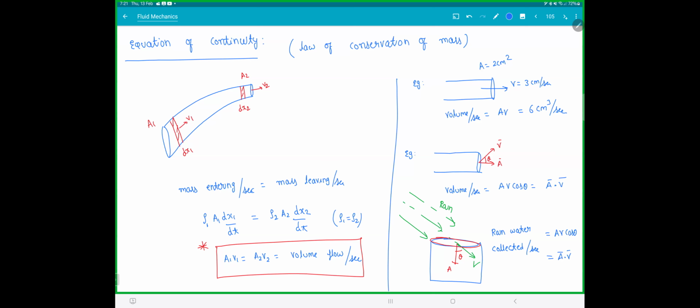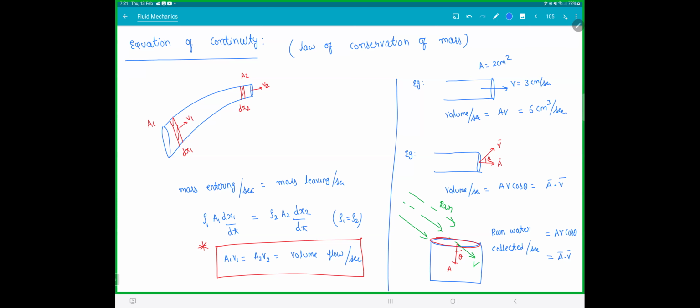Remember, volume per second is a scalar. Area is a vector, velocity is a vector. Have a look at this. Clear, everyone?